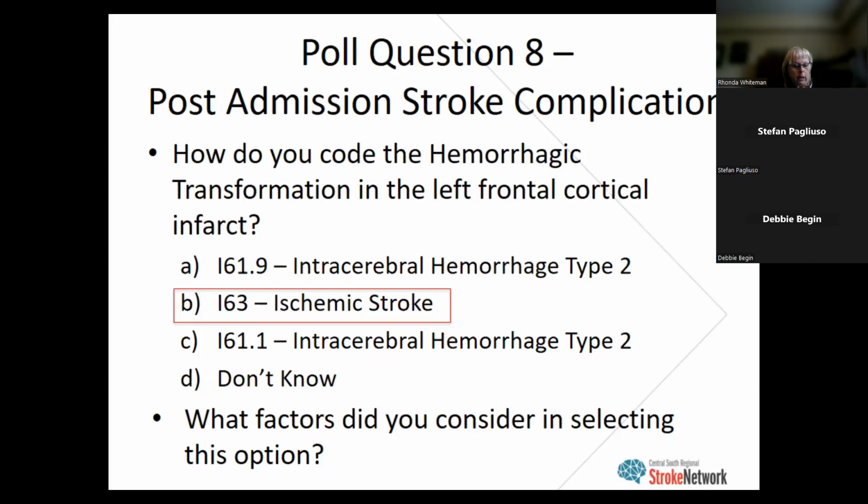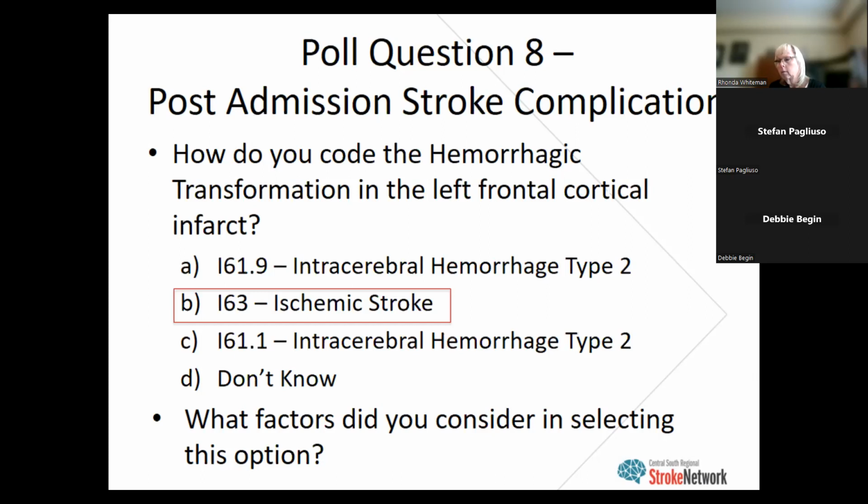So again, Debbie, we had selected B. Do you want to talk about why we would consider that as we're looking at the response with this? Absolutely. So there are standards for acute strokes. It's indicated that a hemorrhagic transformation would not be coded, and you would code to the original ischemic stroke. I know a lot of times in our charts, we'll see post-TNK bleed, and it's documented that way very often.